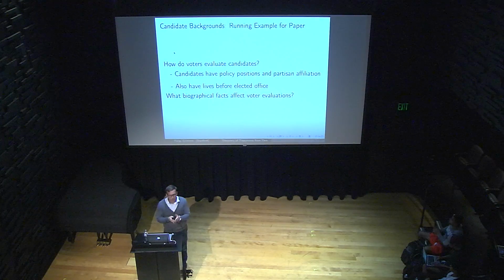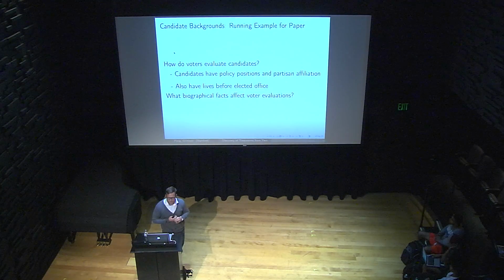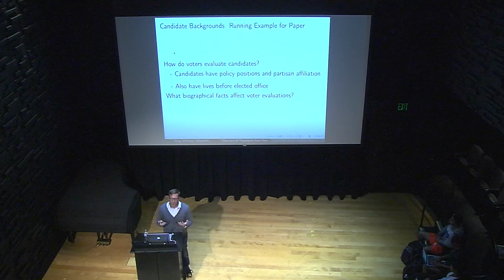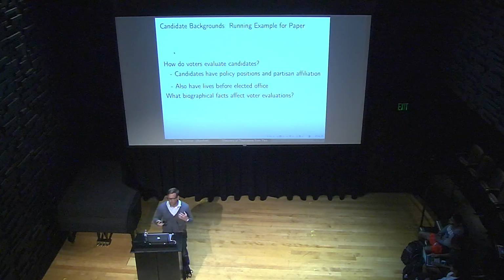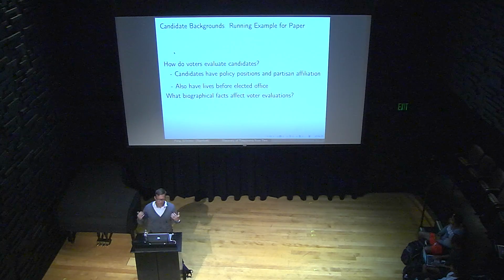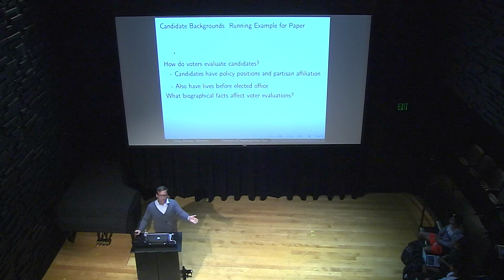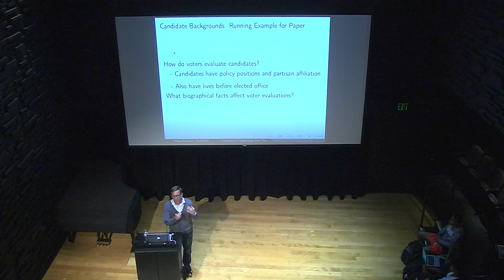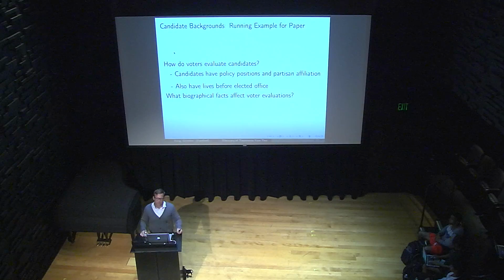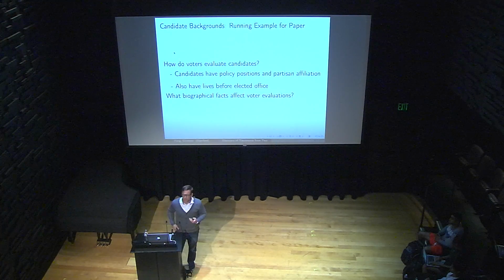Let's focus in on the running example for the talk and the running example for the paper that we circulated as well. The question that social scientists might ask here is, how do voters evaluate candidates? This is obviously pressing for a number of reasons. If you're a political scientist like me, this is a bread and butter question for understanding how representation works. So we think that there are some things that are obvious. Candidates have policy positions and partisan affiliations, and this will get us pretty far in understanding how voters think about these candidates. But there are other things about candidates that voters care about as well.